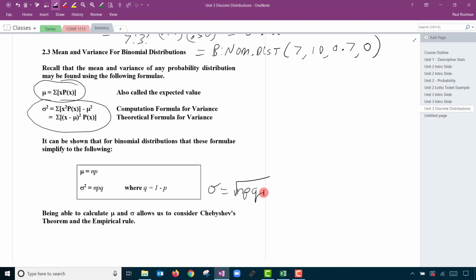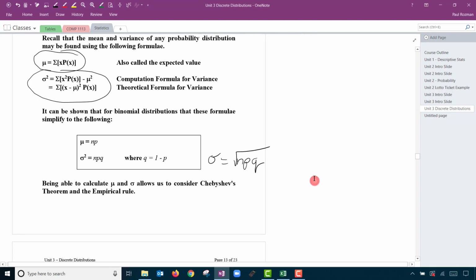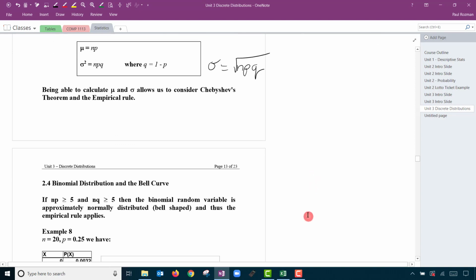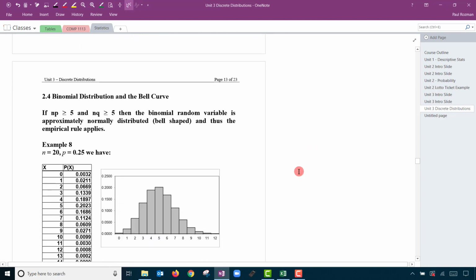Having the mean and standard deviation lets us talk about the empirical rule and Chebyshev's theorem again. So maybe we can make a decision using those things.